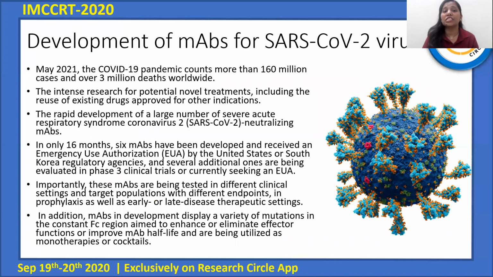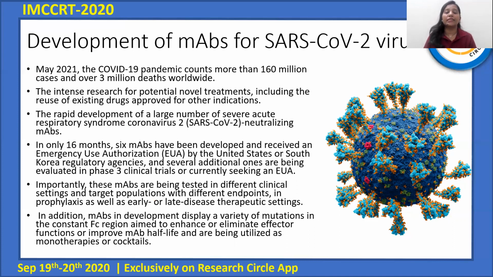So intense research for potential novel treatments, including the reuse of existing approved drugs for this other indication, and the rapid development of a large number of severe acute respiratory syndrome coronavirus 2 neutralizing monoclonal antibodies are needed. Within 16 months, 6 monoclonal antibodies have been developed and received an emergency use authorization by the United States or the South Korean regulatory agency, and several additional ones are being evaluated in phase 3 clinical trials or currently seeking an emergency use authorization.